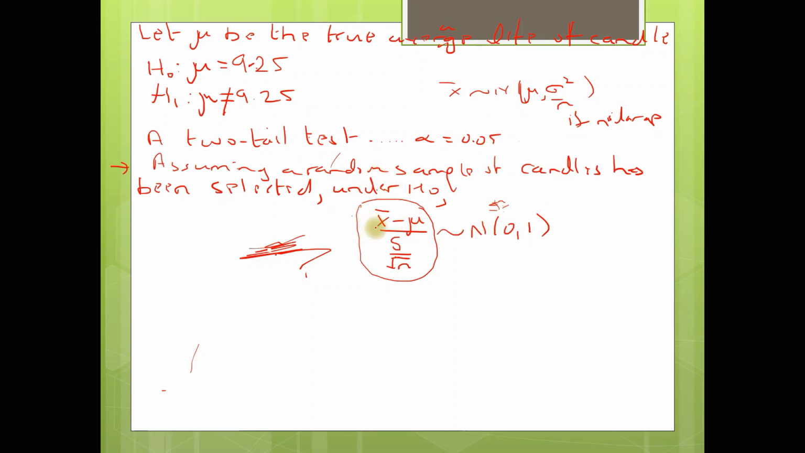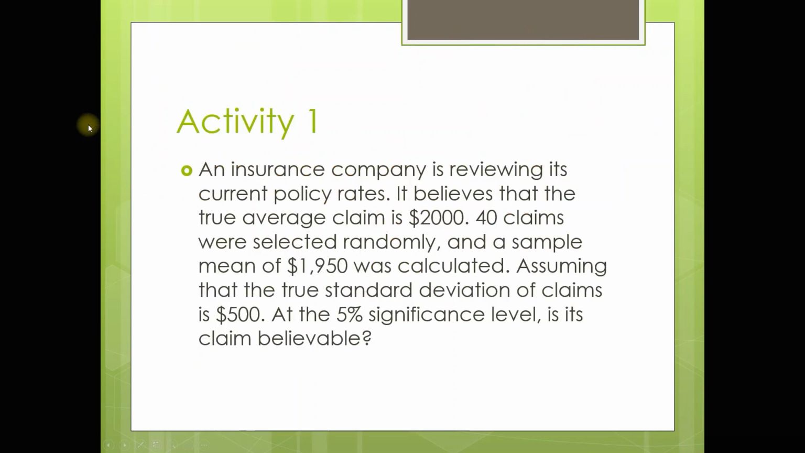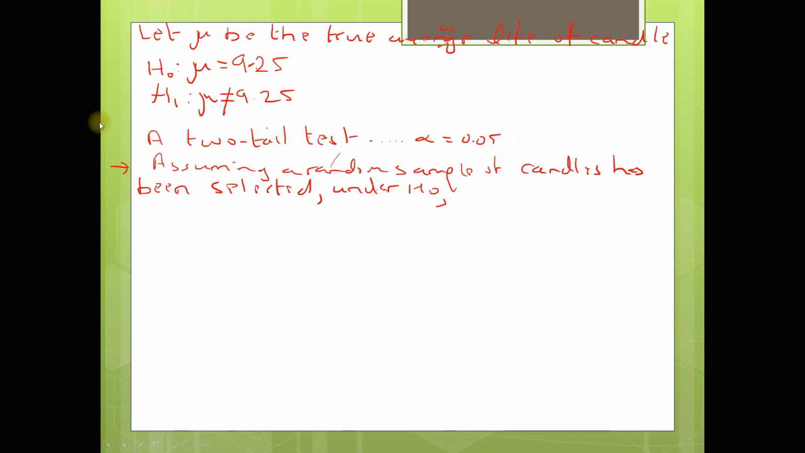Now, what's the idea behind this test statistic that you are seeing? If you look at it carefully, you will see that there is x bar. Let me write it down again. Now, the test statistic is showing you the discrepancy between x bar and mu. It's comparing x bar and mu. If you forget everything else for a moment, the idea is that it is comparing x bar and mu.